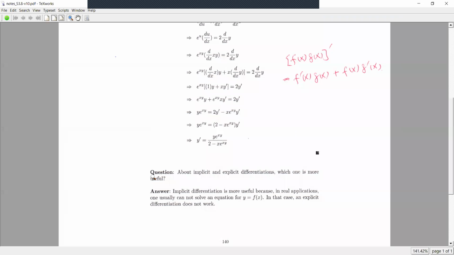Let me finish section 3.8 with this question. About implicit differentiation and explicit differentiation, which one is more useful? The answer is implicit differentiation is more useful because in real applications, one usually cannot solve an equation for the y variable. In that case, explicit differentiation doesn't work.